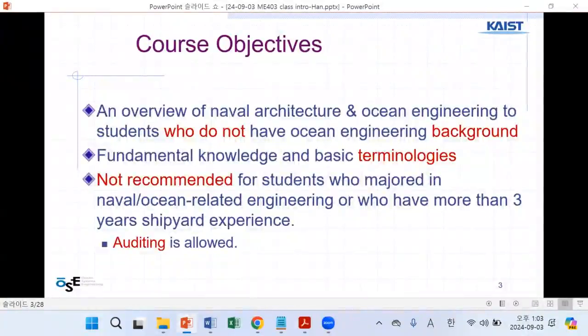So fundamental or basic terminology. Terminology is very special in this subject because of the long history, you will see that. And it is not recommended for students who have majored in this field. Auditing is okay.